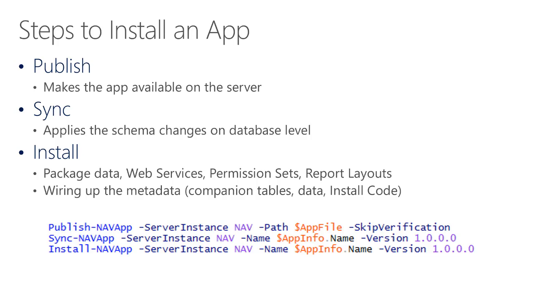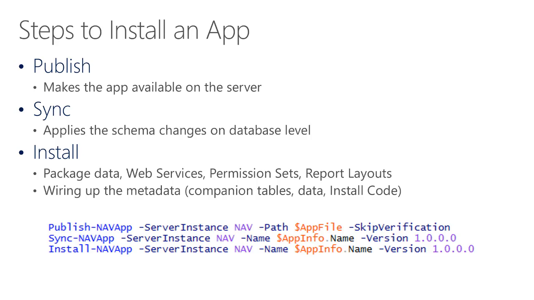And so at the bottom, you'll see the PowerShell scripts to install an app. So it starts with publish-nav app, then it's sync-nav app, then it's install-nav app. So in order for you to have an app available to be used for the user, you have to run through these 3 steps.